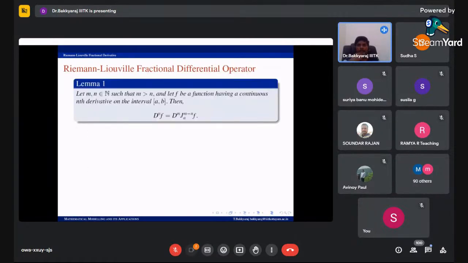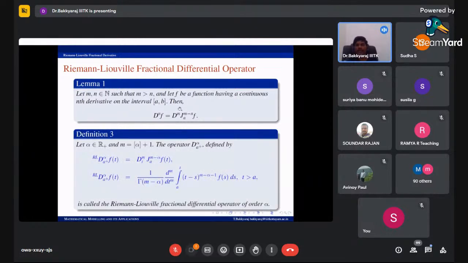Okay. So this is a very famous lemma. It is straightforward from our fundamental theorem of calculus, and you can easily prove it. You take m and n, both natural numbers, and m is bigger than n. Then for f, a function having a continuous nth derivative, you can rewrite it like this. It is just an application of the fundamental theorem of calculus, so the proof is very straightforward.